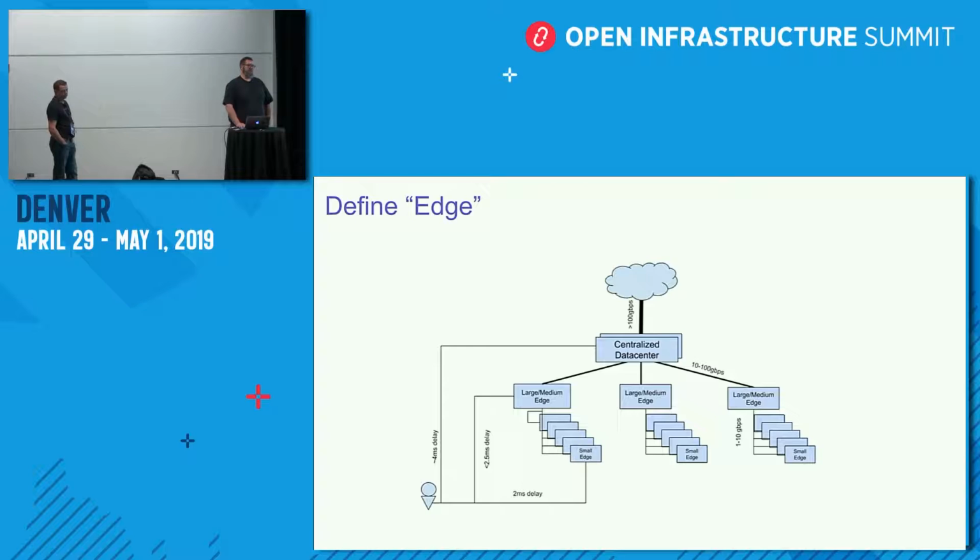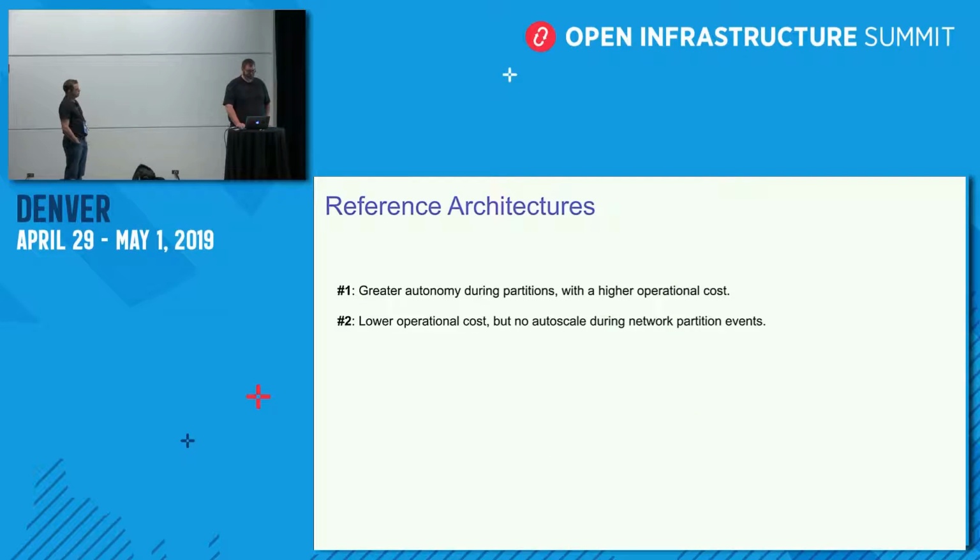Similarly, we also define that the large sites are going to have quite a lot of bandwidth and power available, more racks, more servers, moving more data. Medium edge sites are going to have less power, less bandwidth available. Small edge sites can have far more constrained bandwidth.